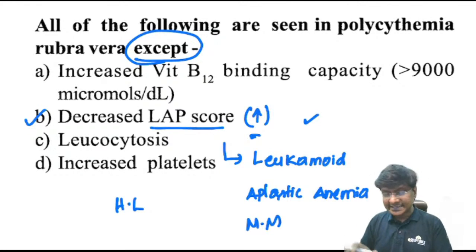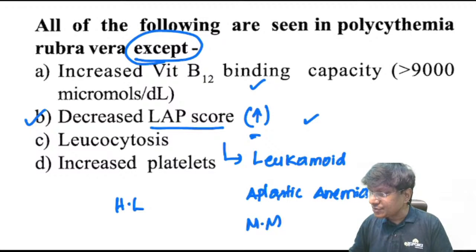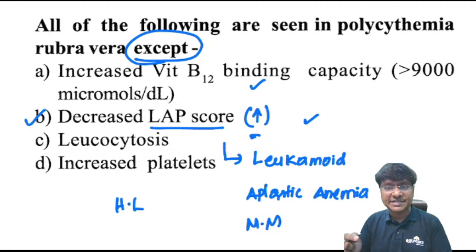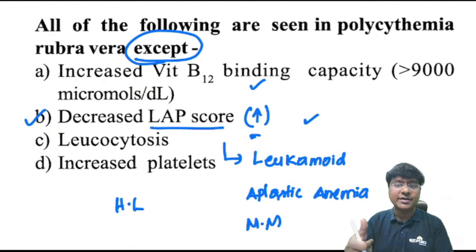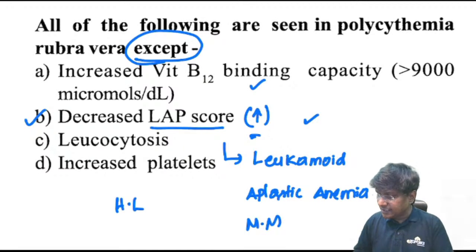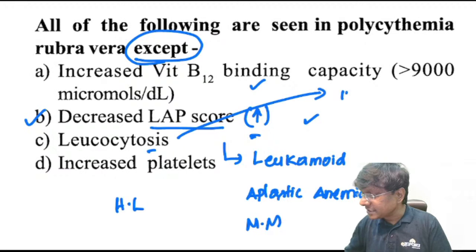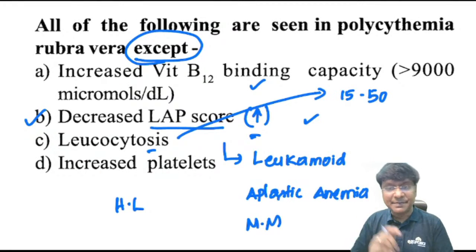And what about the other options? There will be increase in your vitamin B12 binding capacity. Why will there be increase in vitamin B12 binding capacity? That is because of increase in your transcobalamin 1 and 3, which is being released from your parietal cells. And leukocytosis, definitely there will be increase in your leukocyte count. The normal leukocyte count is around 4 to 11,000 per cubic millimeter, and here the leukocyte count will be around 15 to 50,000 cells per cubic millimeter.